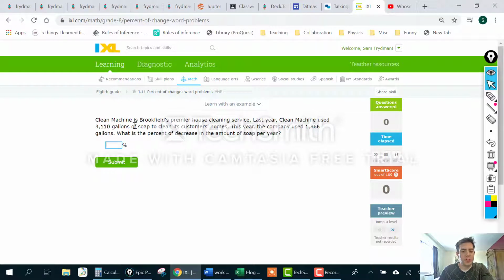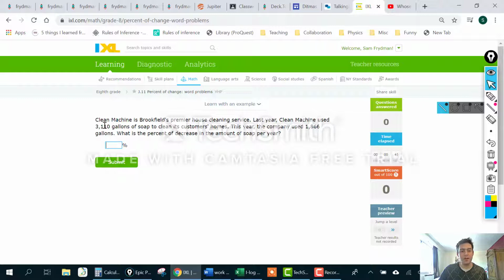So Clean Machine is Brookfield's premier house cleaning service. Last year, Clean Machine used 3,110 gallons of soap to clean its customers' homes. This year, the company used 1,866 gallons. What is the percent of decrease in the amount of soap per year? So I believe that this is a find the percent of change problem.